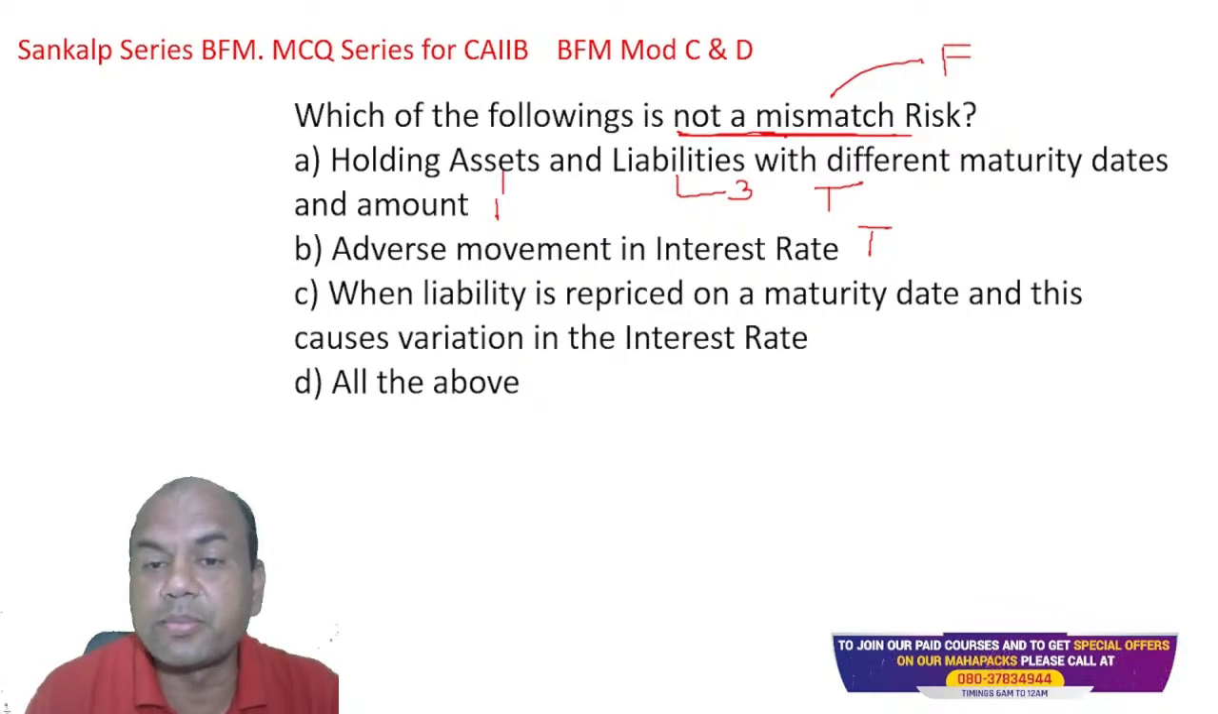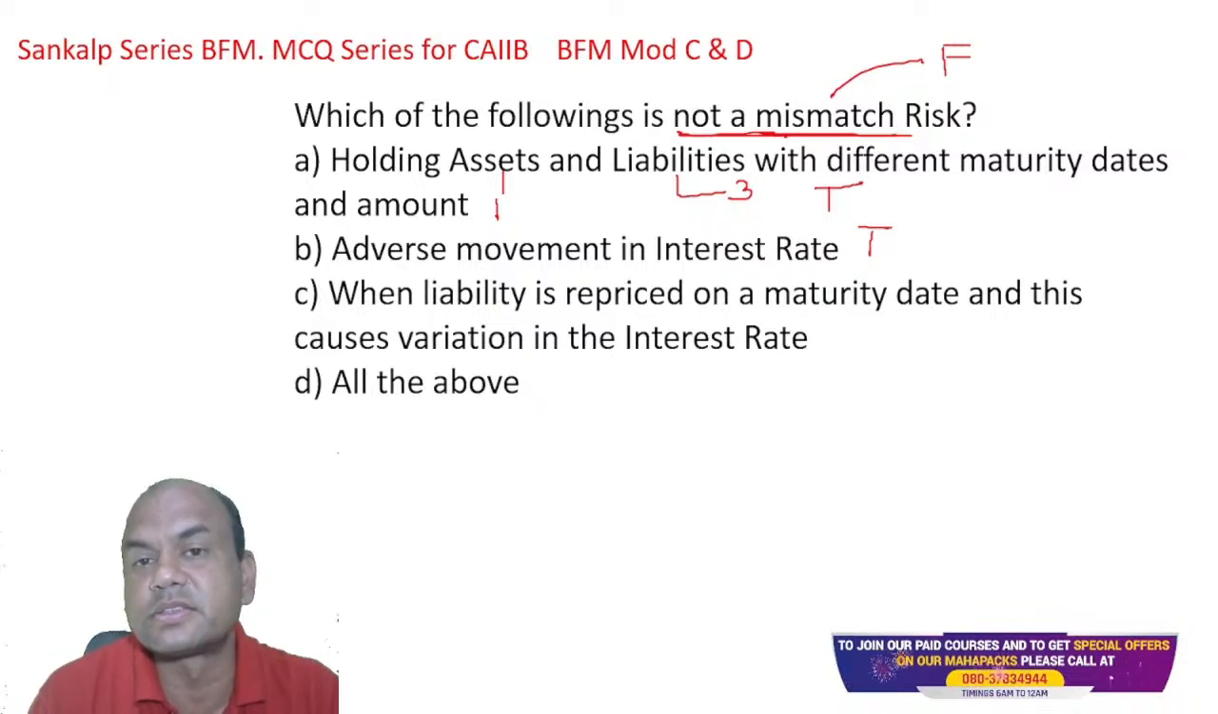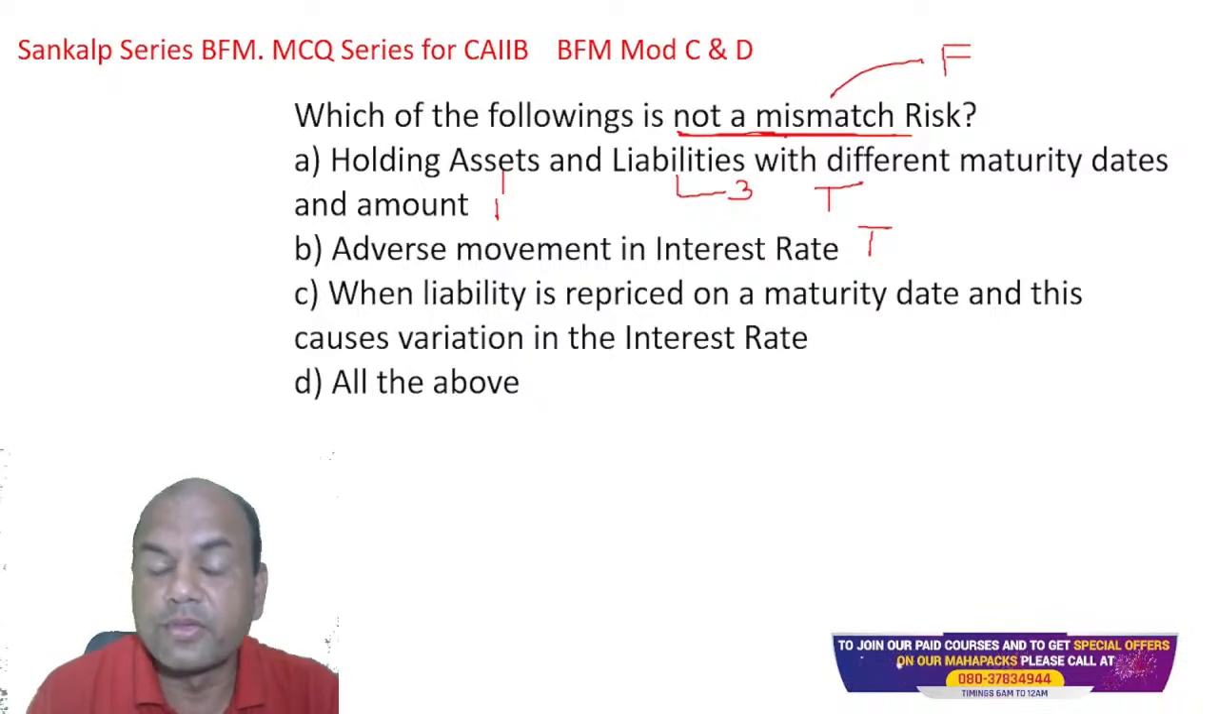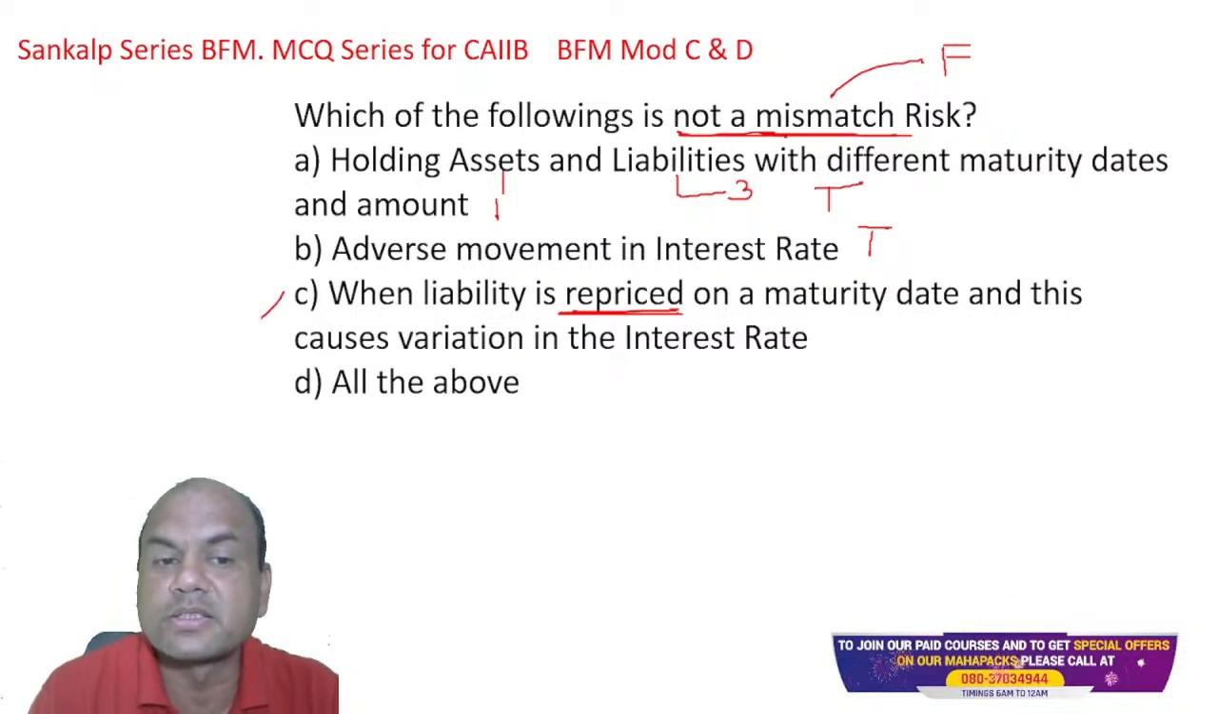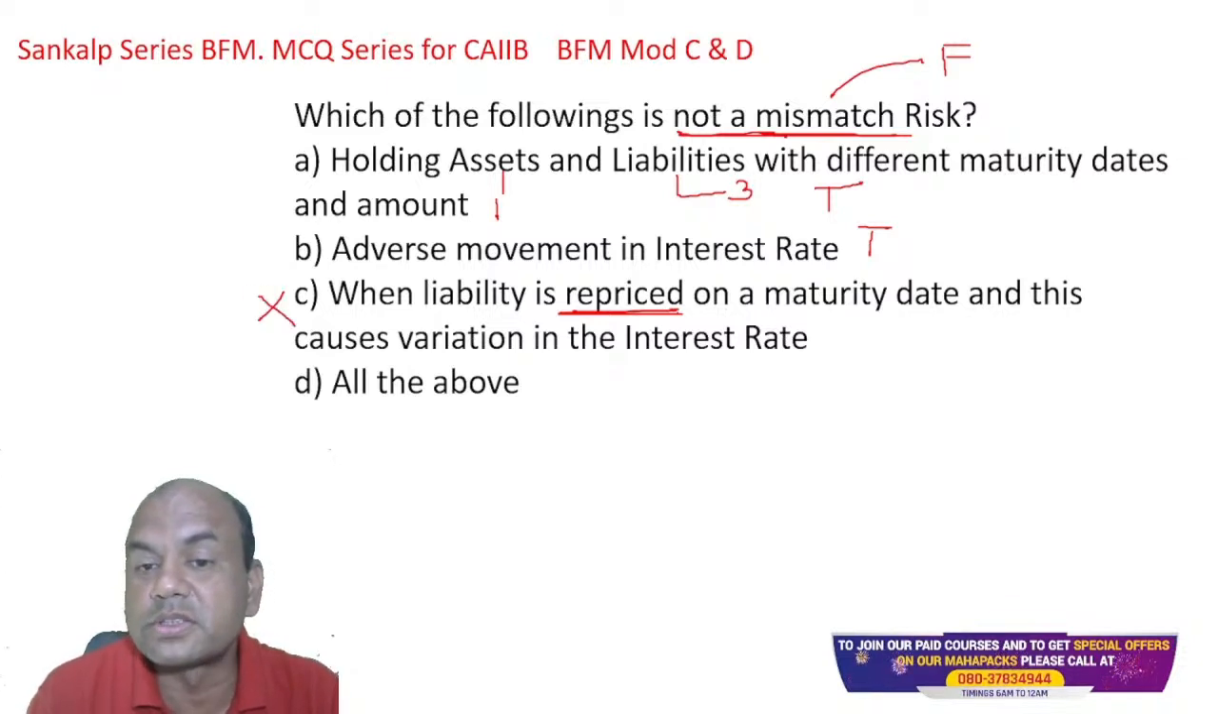What about the C? When liability is repriced on the maturity date, this causes variation in the interest rates. So, when liability is repriced, this is known as repricing risk, reinvestment risk. So, this is not a part of mismatch. This is false. This is a reinvestment risk. Okay.